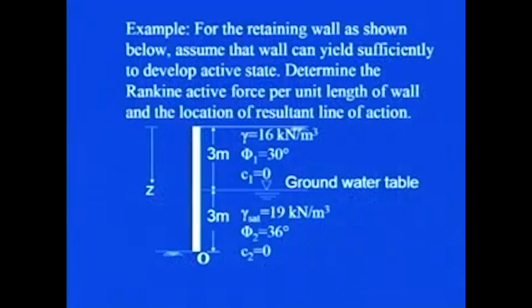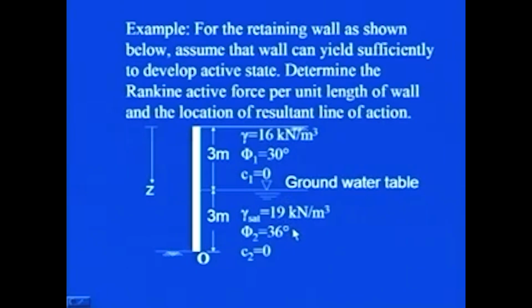So I take an example: for a retaining wall as shown below, assume that the wall can yield sufficiently to develop the active state. Determine the Rankine active force per unit length of the wall and the location of the resultant line of action. You see, this is the wall. The water table is present at a depth of 3 meter from the existing ground surface. Above the water table the soil has a unit weight of 16 kilonewton per meter cube, angle of friction is 30 degree and C is 0, means it is frictionless soil.